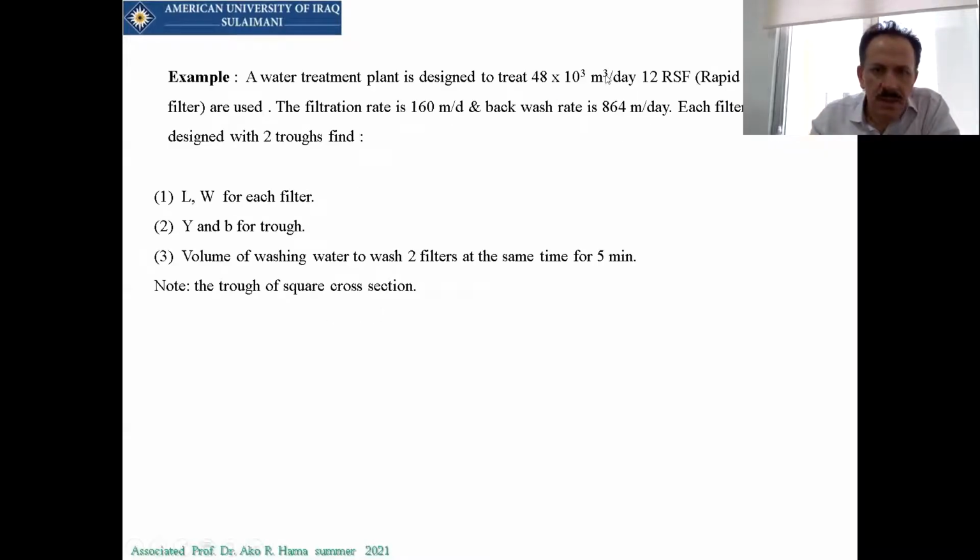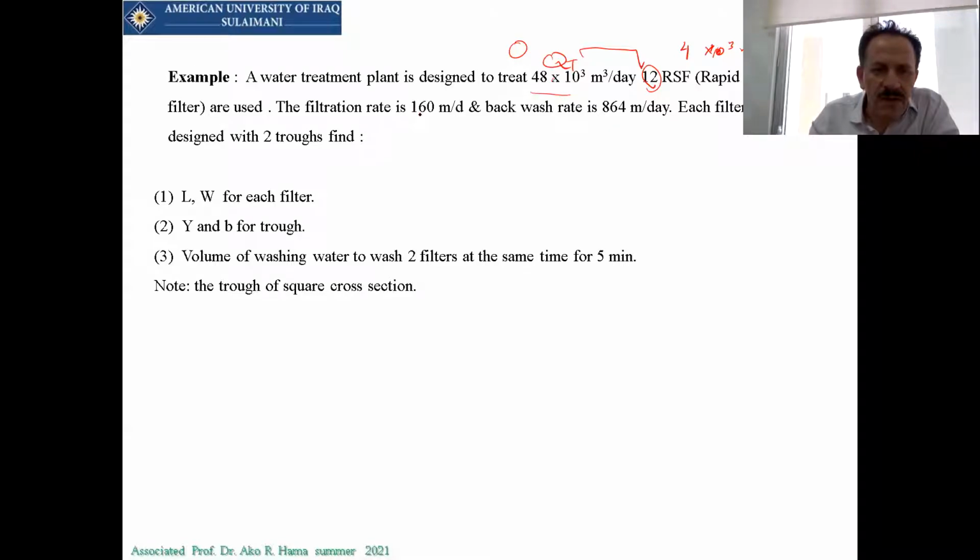Now, I think we solved this example in the previous chapter, but we will also review it. We have the Q, and we have 12 rapid sand filters. So it means per 1 rapid sand filter, we will have 4,000 meter cube per day. We have to divide the total flow. This is the total flow, and we want to design for 1 filter. So we have 12 filters, so this flow should be divided by 12 to get the flow per 1 filter.